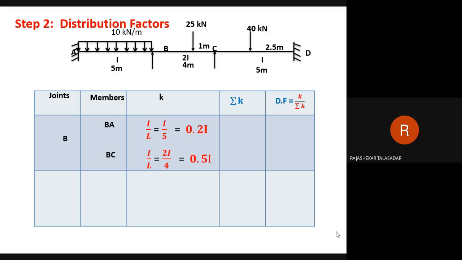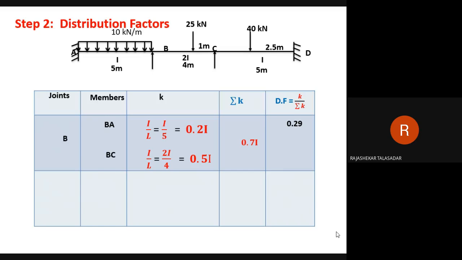Quickly do it. 0.7 I. Very good. Then what is the distribution factor of BA? 0.2 I divided by 0.7 I. Do it. 0.28. Say 0.29, I will take. I think the third digit is more than 3. If you have 5, you can add 1.